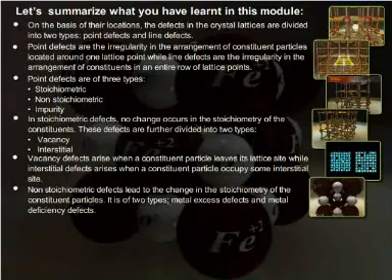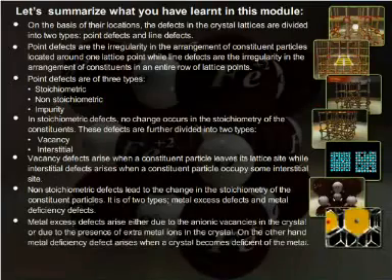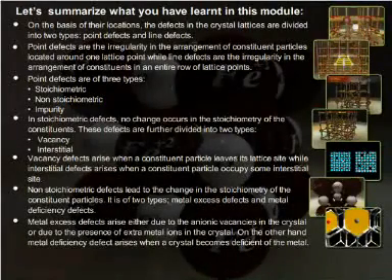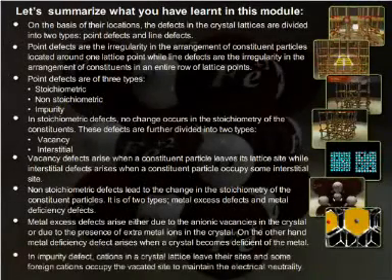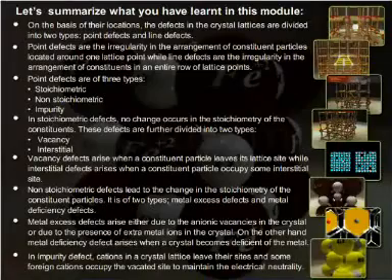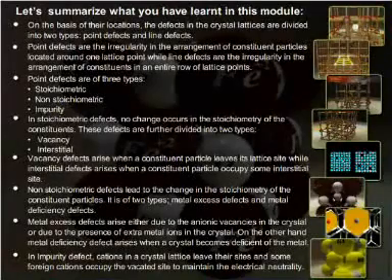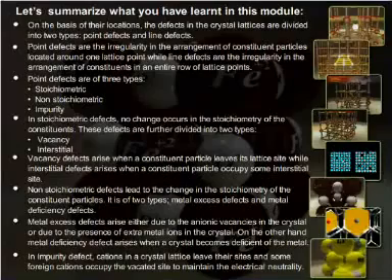Non-stoichiometric defects lead to the change in the stoichiometry of the constituent particles. It is of two types: metal excess defects and metal deficiency defects. Metal excess defects arise either due to the anionic vacancy in the crystal or due to the presence of extra metal ions in the crystal. On the other hand, metal deficiency defect arises when a crystal becomes deficient of the metal. In impurity defect, cations in a crystal lattice leave their sites, and some foreign cations occupy the vacated site to maintain the electrical neutrality.